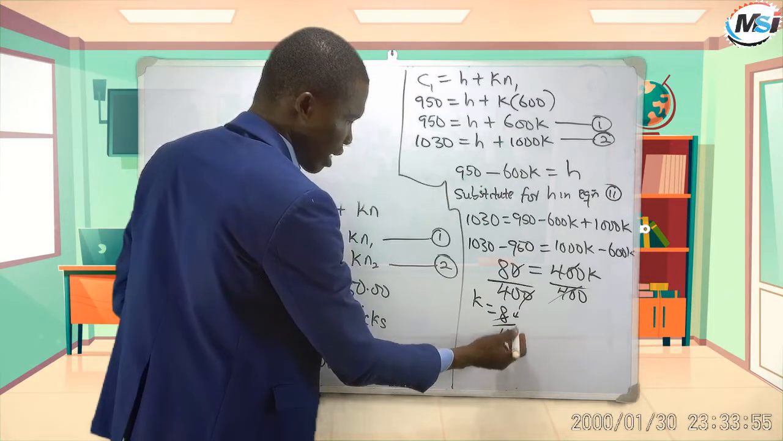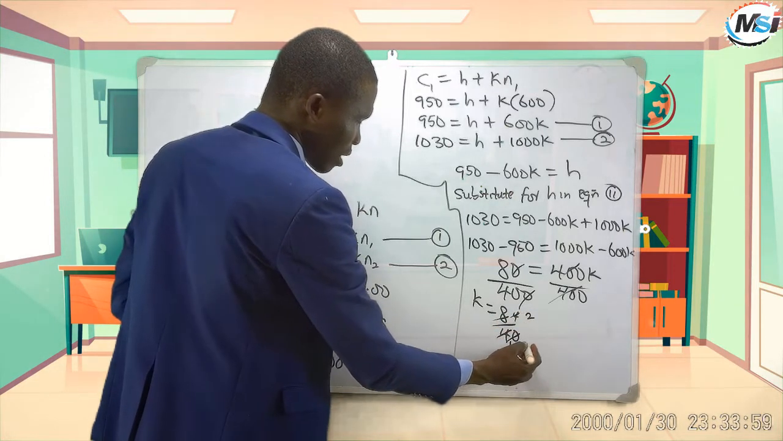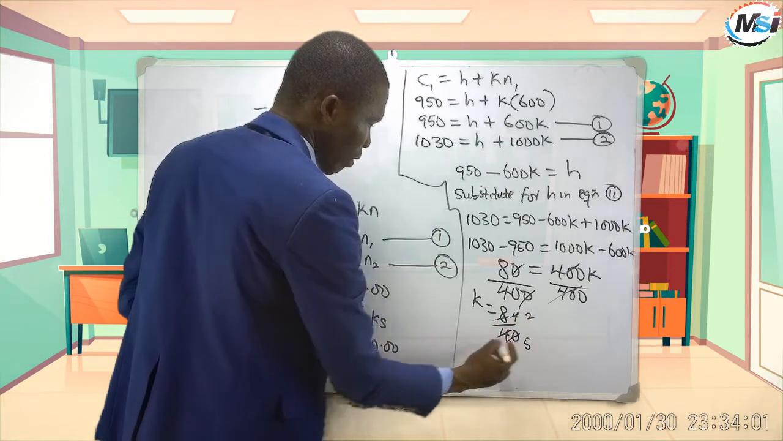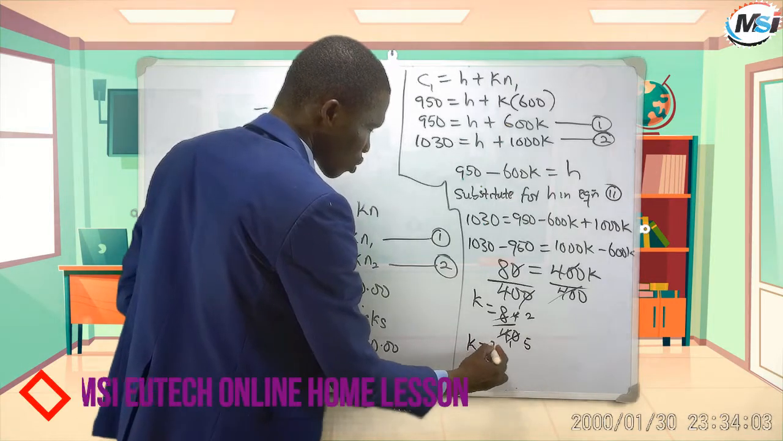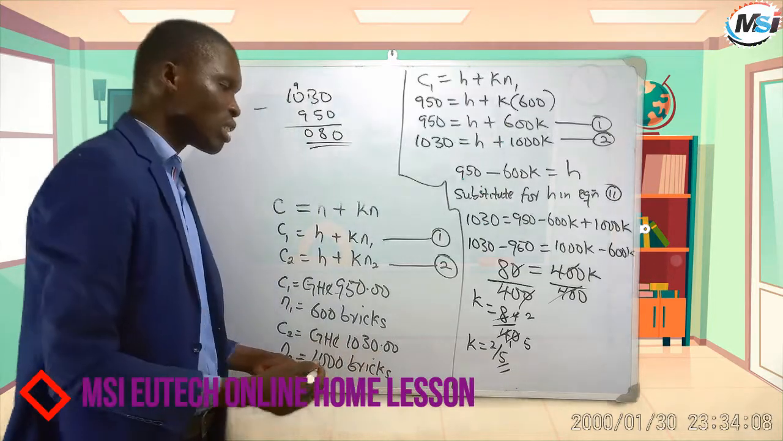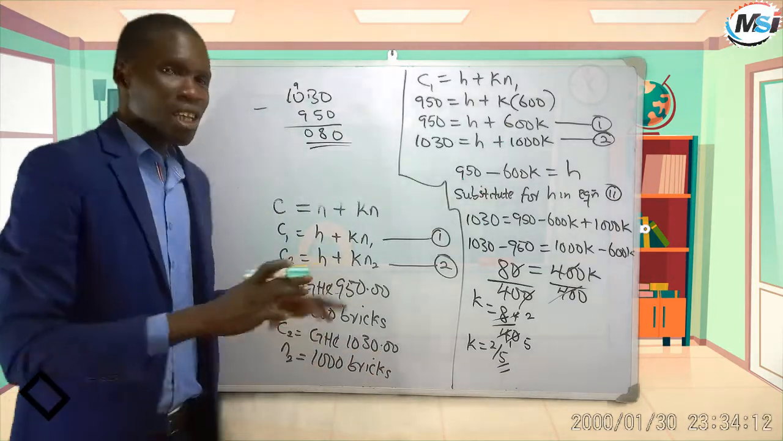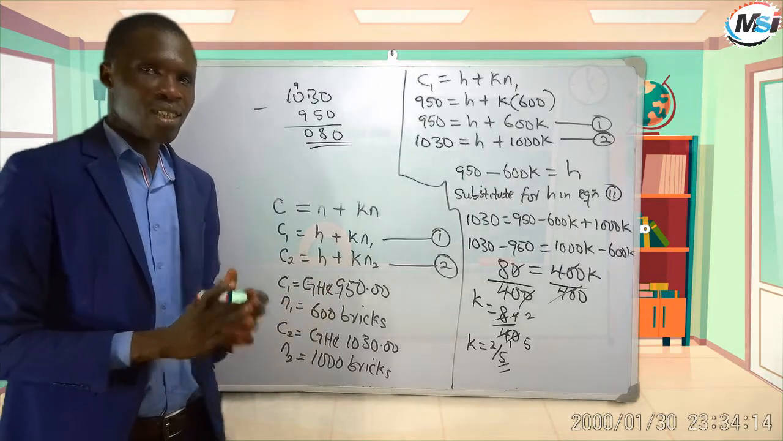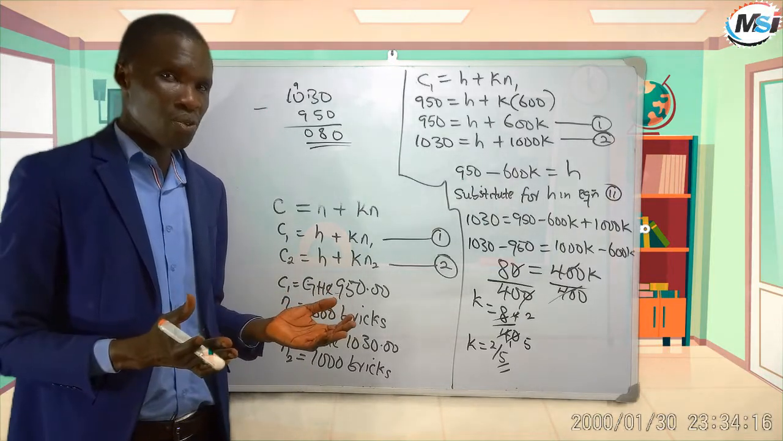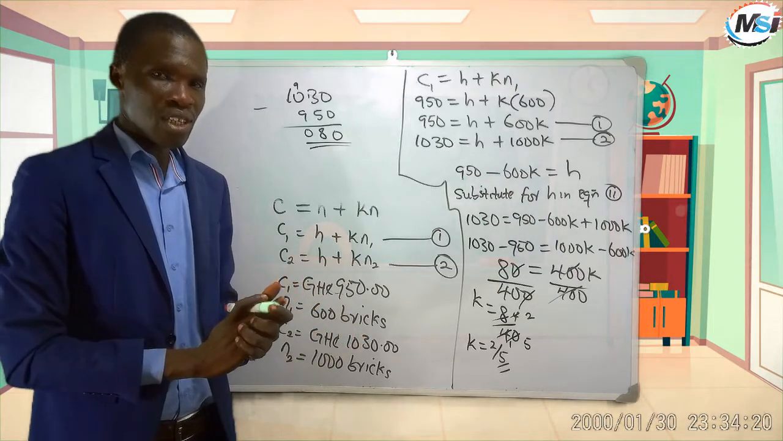This will give us 10. 2 in 4, we have 2. And 2 in 10, we have 5. So k will give us 2 over 5, or you can turn it to decimal, which will give us 0.2. Now, don't cram this. If you cram, you get confused. But if you understand the step, it will be very easier for you.